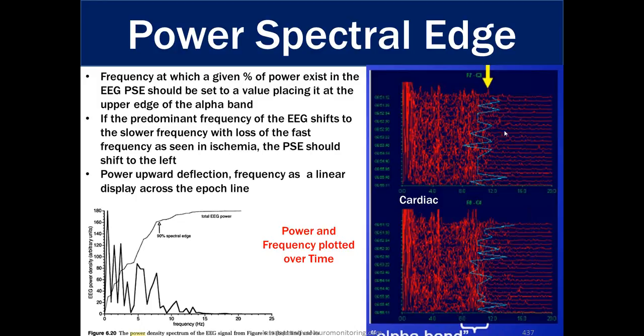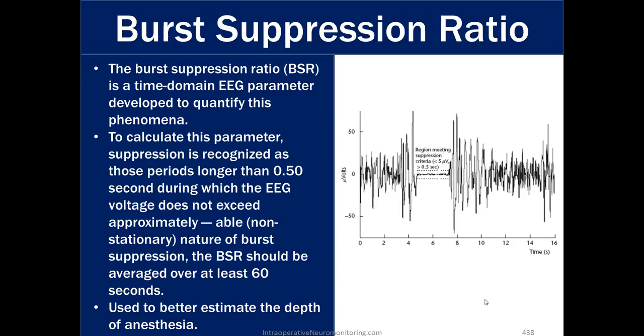If we see moments of ischemia, we will see it shift to the left. We typically will also see that with a loss of these amplitude spikes here. This is our alpha band, this 8 to 12 hertz, where we see our spectral edge frequency in this diagram.